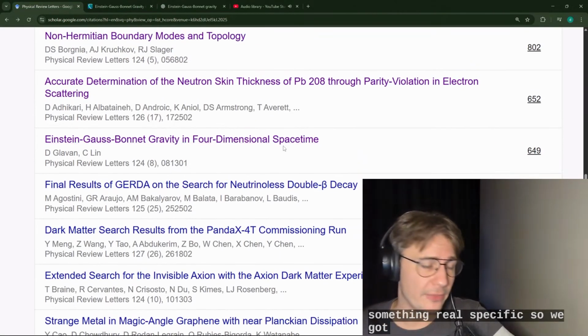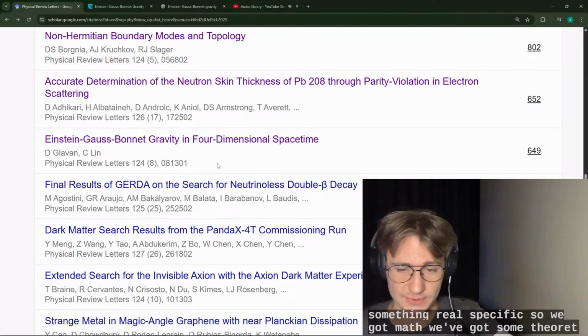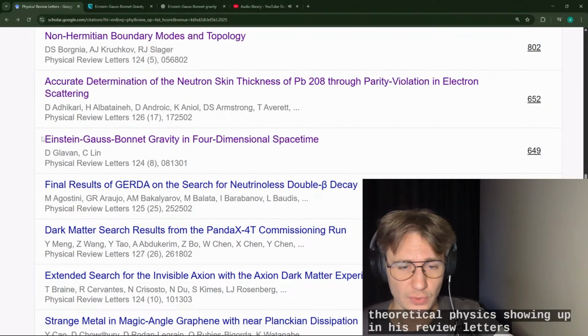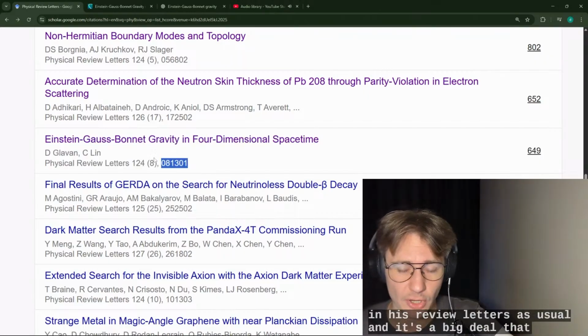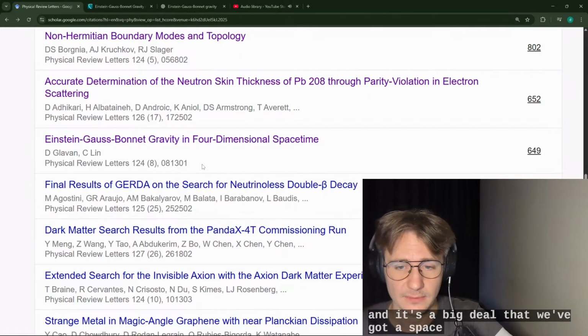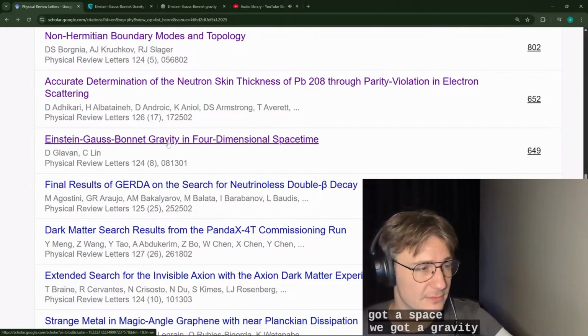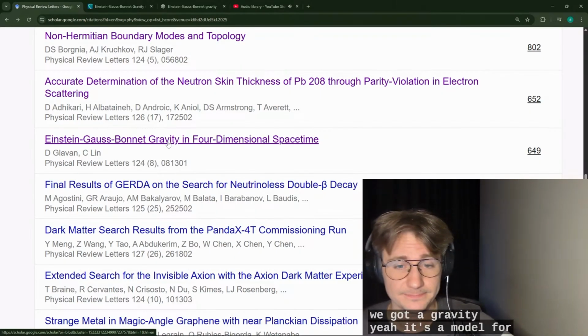So we got math. We've got some theoretical physics showing up in Phys Review Letters as usual. And it's a big deal. Yeah, it's a model for gravity, right?